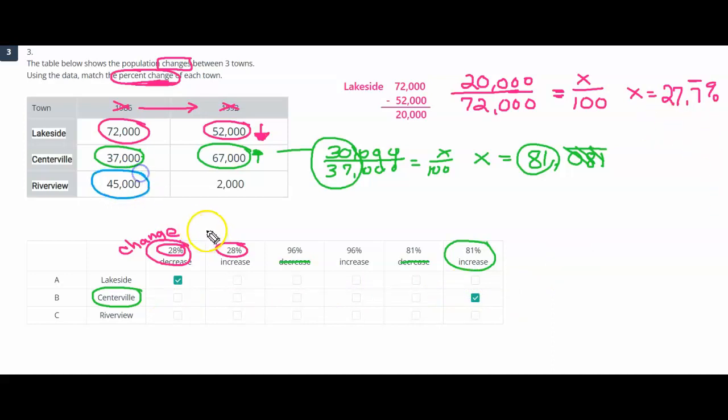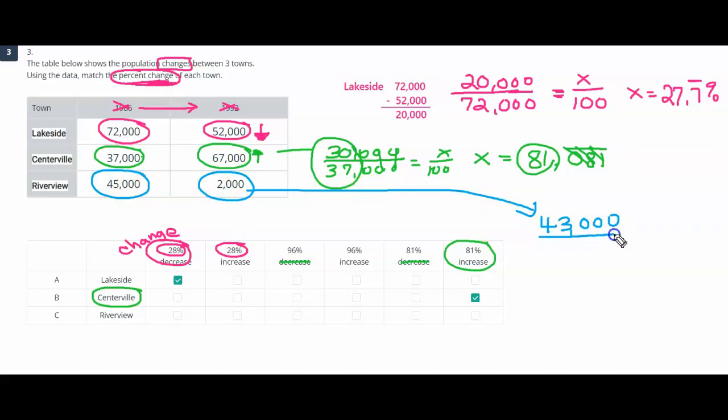Riverview: 45,000 population. We're going to subtract 2,000. Some of you can do that in your brain. I'm going to do it over here. What's 45,000 minus 2,000? Change of 43,000. So take the old and the new and subtract the two. Put it over the original. The original means what did it start out with? It started out at 45,000.